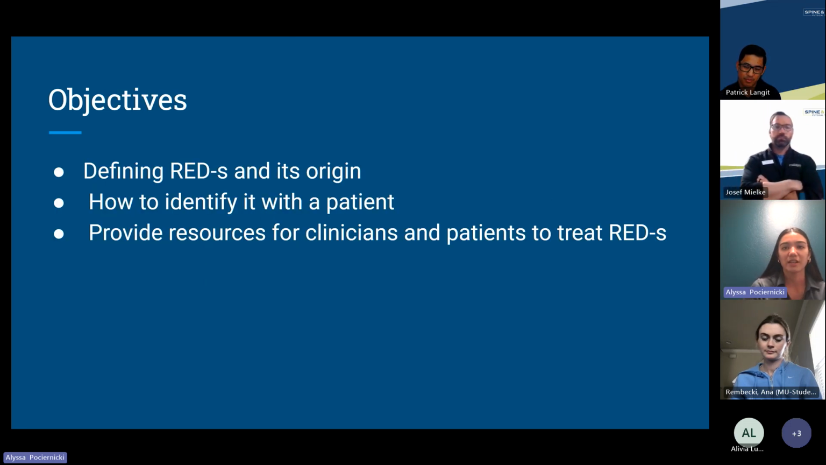The objectives that I want to hit today are defining relative energy deficiency in sports and where it came from, how to identify it with a patient, and then provide resources for clinicians and patients to treat relative energy deficiency.